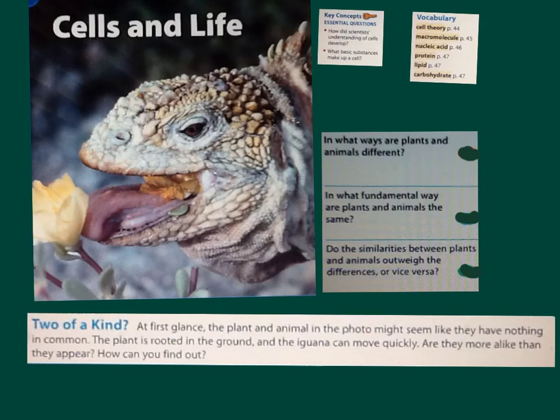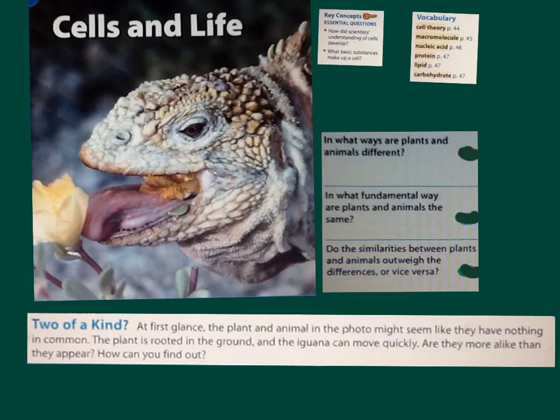The questions that are listed right here, I want you to stop the video and write the information down in your science journal and answer them. I want this question here, this one here, and this one here answered to the best of your knowledge from what you know already. The first question, in what ways are plants and animals different? That would be this one here.